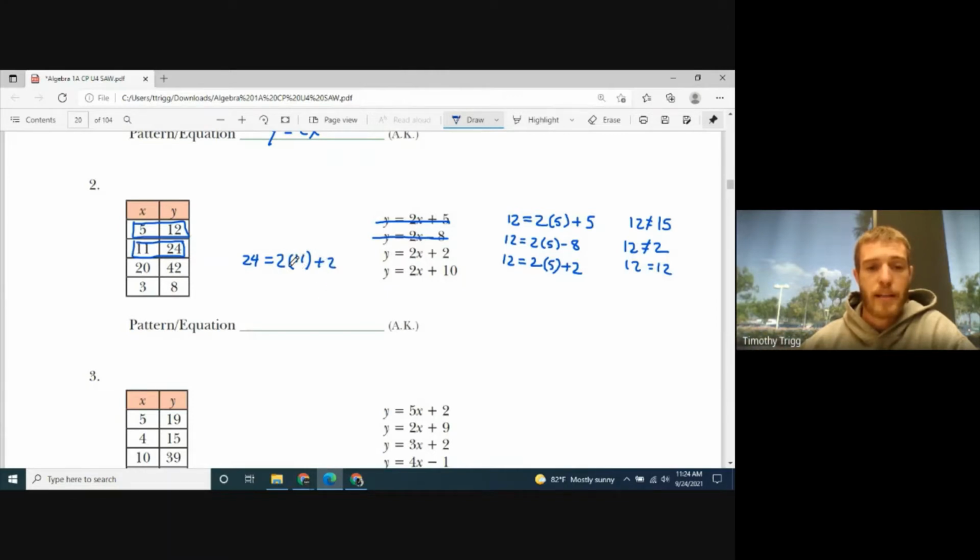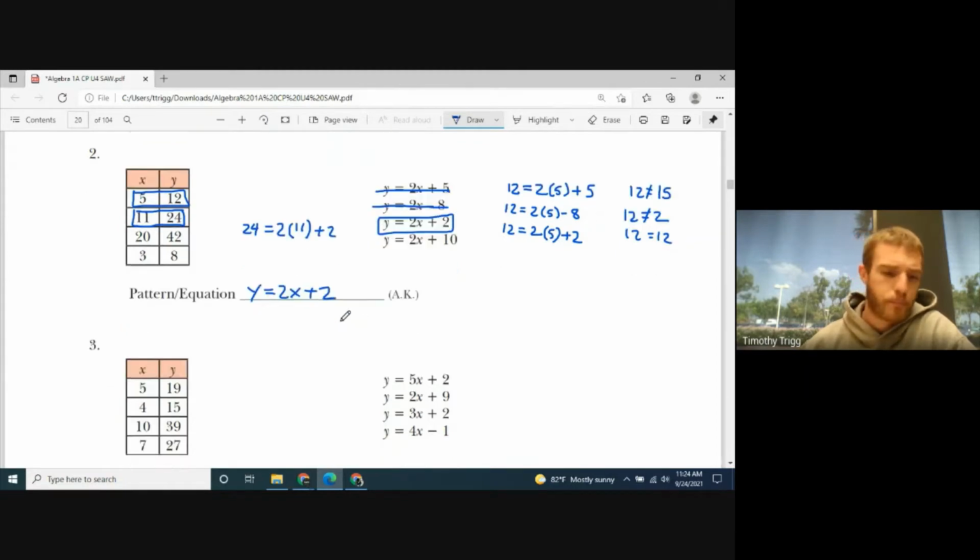2 times 11, that's 22. 22 plus 2, well, that's 24. Yes, so this point worked and this point worked for this equation. So I know that this is the correct equation. Okay. Once you find the correct answer, you don't need to check the last one.